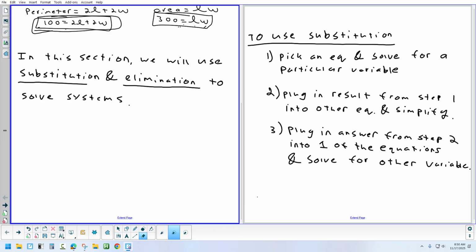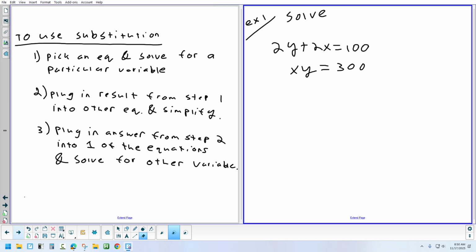Okay, and I'm going to change everything to X and Y, just because that's what we're going to start seeing more of when we do problems. So that's exactly the system that we just had. I just changed everything to X and Y. Let's go through the 3 steps and see if we can solve for both variables. All right, so we'll call it equation 1 and 2.